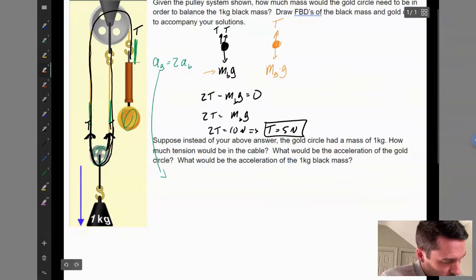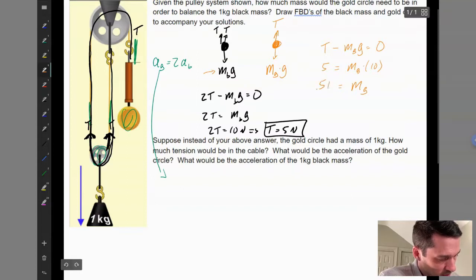So as far as the mass of the gold thing, we've got tension up, and we've got mass of the gold thing down, and that equals 0. Well, now we know what the tension is. It's 5 newtons equals the mass of the gold thing times g, which is 10. So that tells me that the mass of the gold thing has to be 0.5 kilograms.